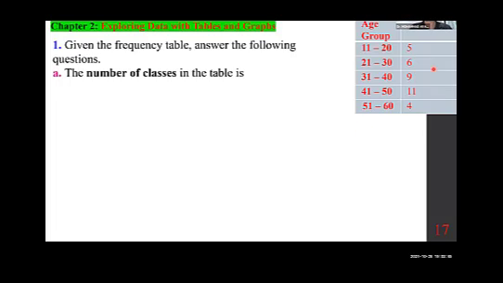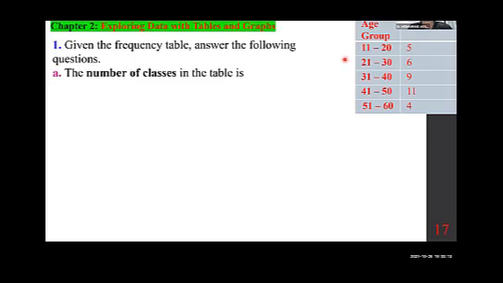As you look at this table, on the left side, you see the limits. The very left column is considered to be the lower limits. Next to it is the upper limits. And next to it is the frequency, the numbers. For example, the age between 11 and 20, there are 5 of those. That's the meaning of it.